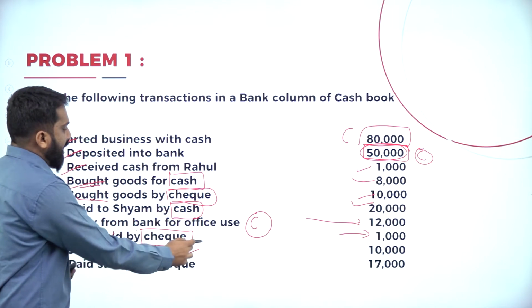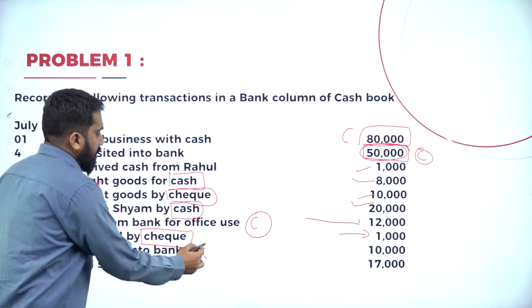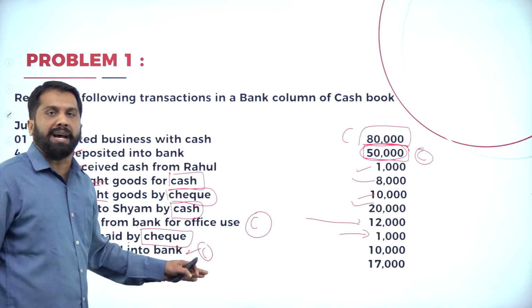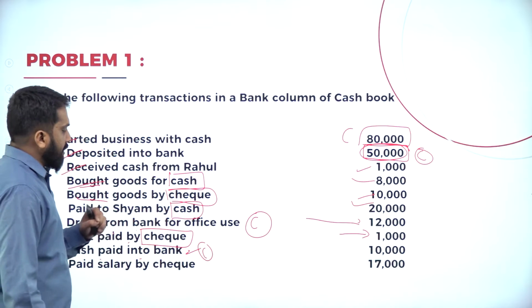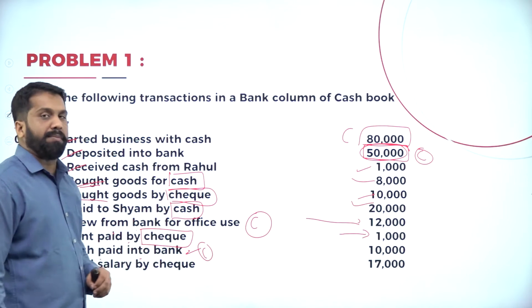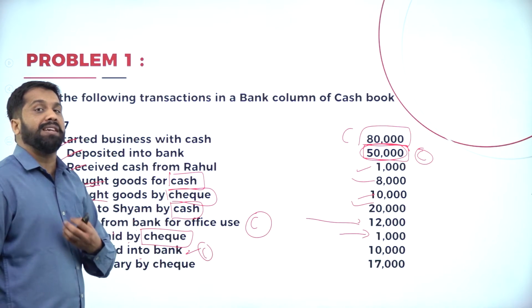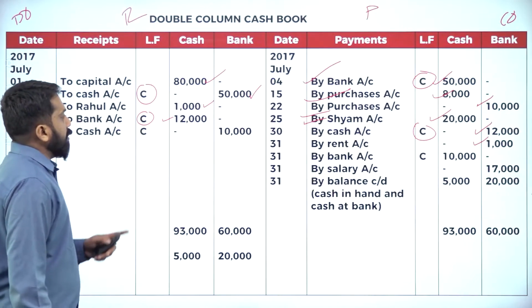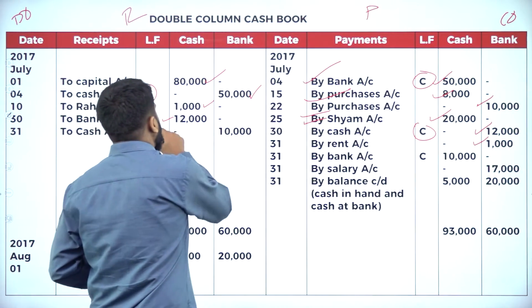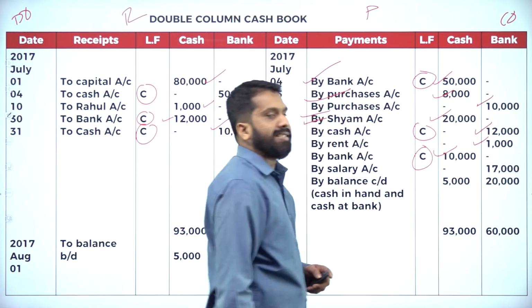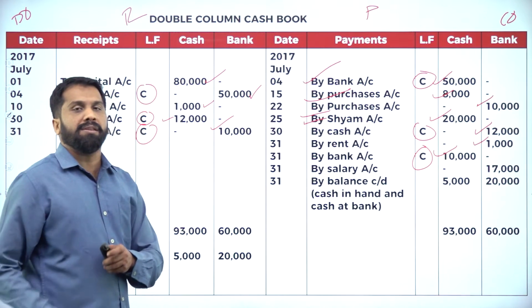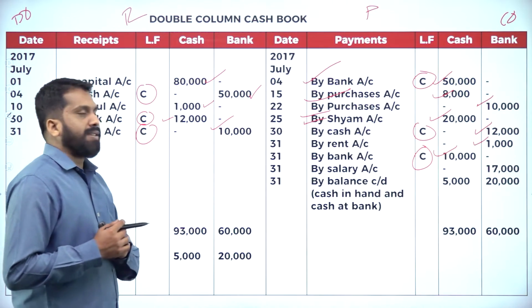Cash paid into bank. Again, it is contra. Your own cash, your own bank account. Both are yours only. You are not paying to an outsider. We call it contra. Cash paid into bank means who is receiving? Bank. Who is paying? Cash. Now, for the bank column, we write 10,000. It is a receipt. For the cash column, we write 10,000. It is a payment. Hope you understood what is contra.